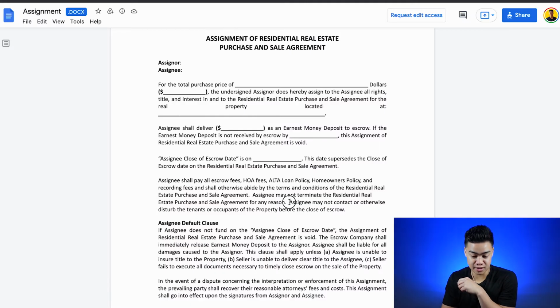The next line says, assignee may not contact or otherwise disturb the tenants or occupants of the property before the close of escrow. So we are simply asking for the end buyer or the assignee to not disturb the tenants or whoever's living in the property, maybe squatters.